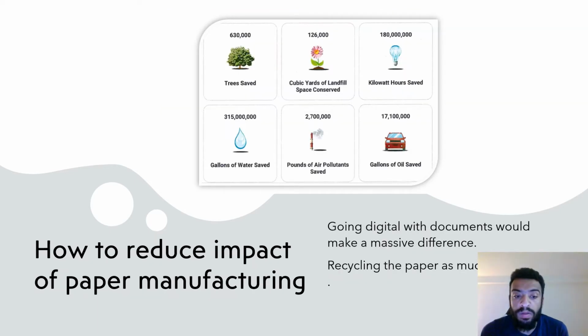How do we reduce the impact of paper manufacturing? First, we can go digital with documents. By this, we can use Microsoft Word or use emails. This would make a huge difference, as shown in the picture above. Second is the most known, which is to recycle the paper as much as possible.